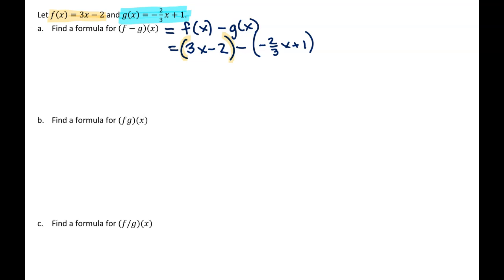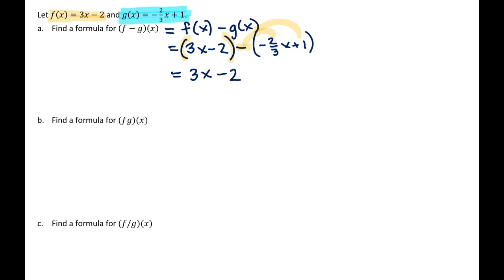There's no operations, there's no multiplication, there's no exponents, there's no functions. But the second one really does matter. That minus sign will need to distribute through. So if we'd failed to include the parentheses, we probably would make a mistake with that sign there. So we want to be careful.